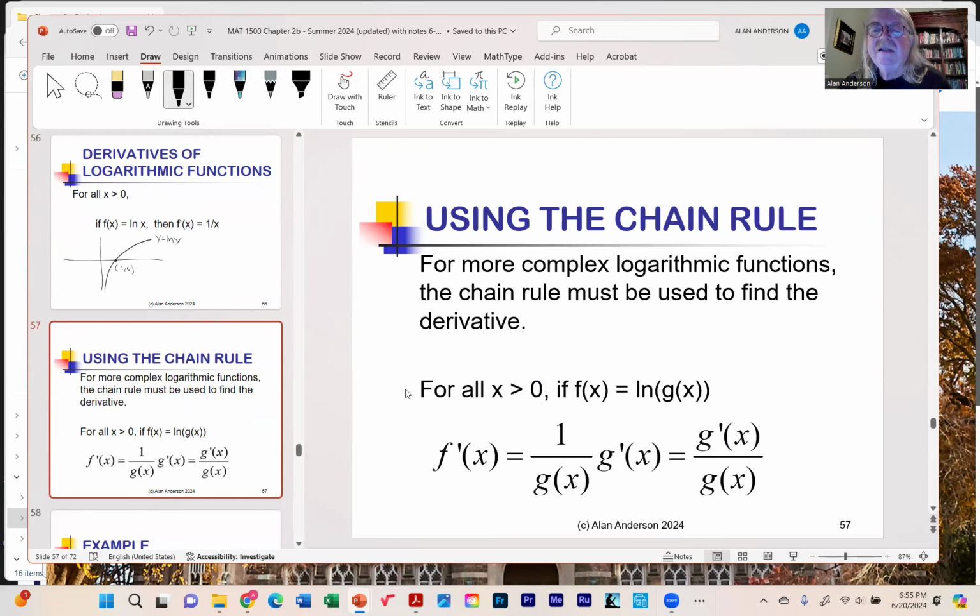So if we're looking at log of g of x, then the derivative could be written in a couple of equivalent ways. g prime of x over g of x. So this is one of those cases where it's probably worth your while to memorize this.